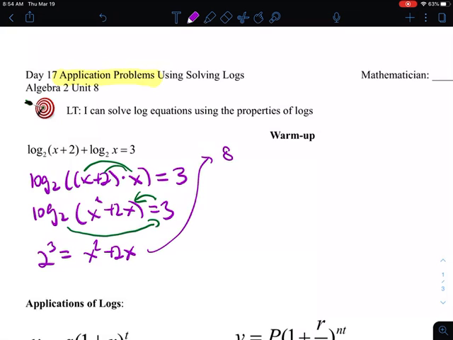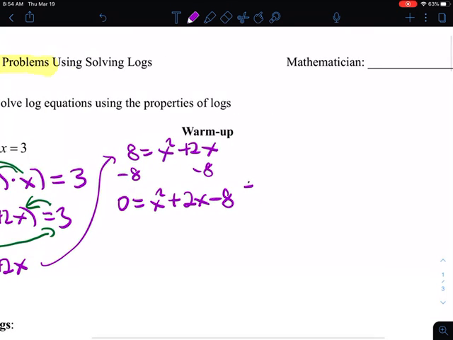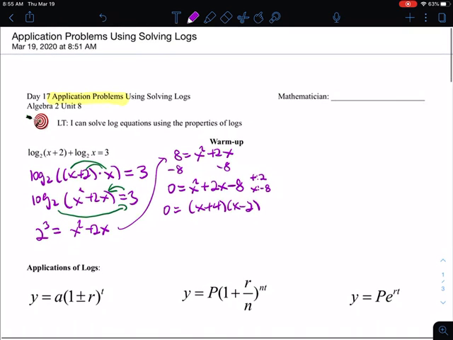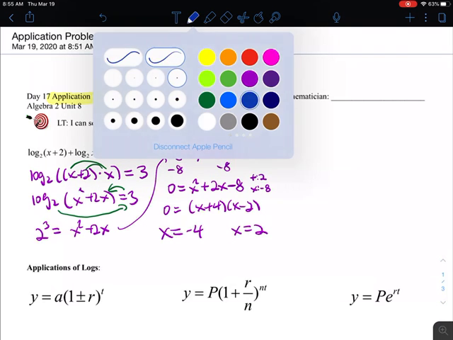And let's go back over here. So then I have 8. 2 to the third is 8, equals x squared plus 2x. Okay, and then if you want to solve a quadratic, you always want to make sure we get everything to one side and see if we can factor: two numbers that add to 2 and multiply to negative 8. Then we have (x + 4)(x - 2). And then, of course, solving for x, we have x equals negative 4 and x equals 2.